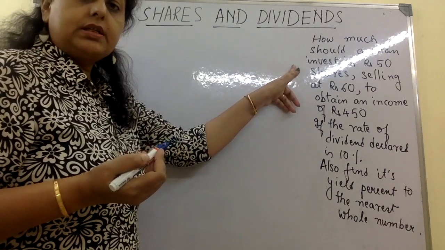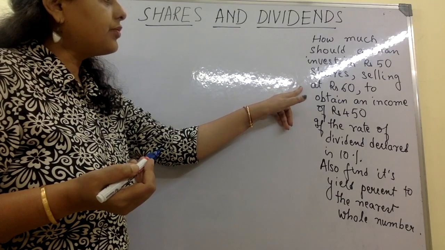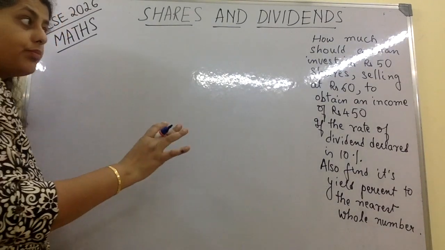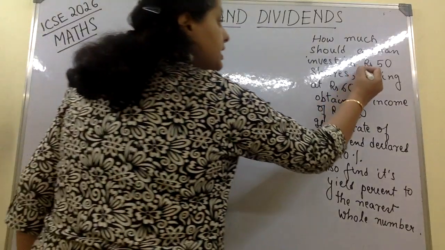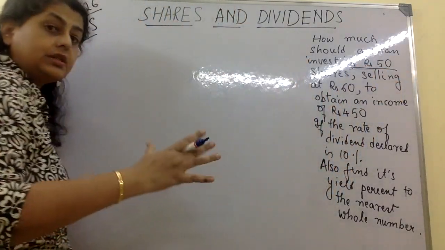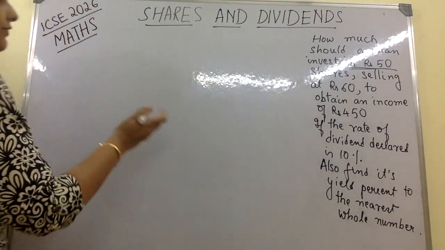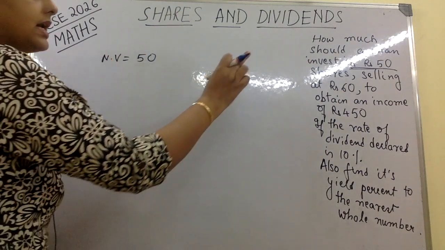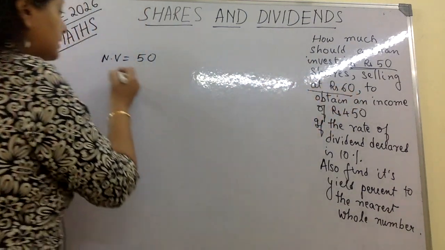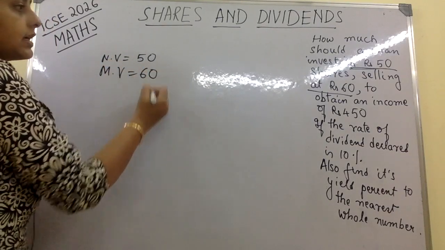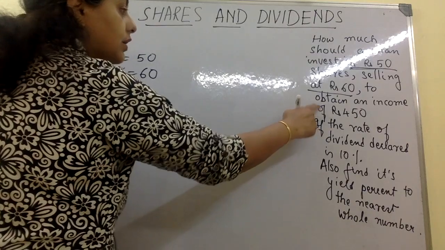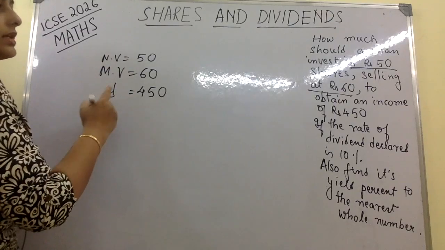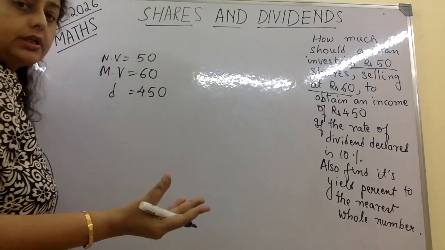How much should a man invest in rupees 50 shares selling at rupees 60? Now, as I said, the language of these questions is very important. When they say rupees 50 shares, as an adjective, the nominal value becomes 50. You must make a note of these things first. Selling at rupees 60, clearly the market value is 60. To obtain an income of rupees 450, clearly 450 is the dividend, because what other income will you get from this?